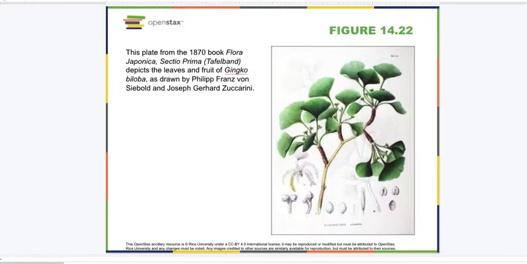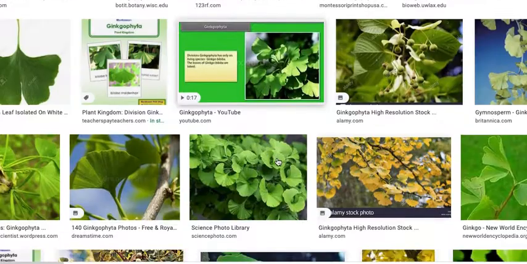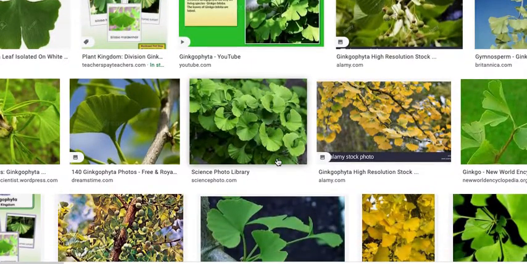Okay, so the next group that I want to talk about are the ginkgos. And the ginkgos, there's only one surviving species. In fact, I don't know that there's any of these in the wild that have grown naturally. They were cultivated for thousands of years by Buddhist monks and others, who kept these because they are a really, really pretty tree.